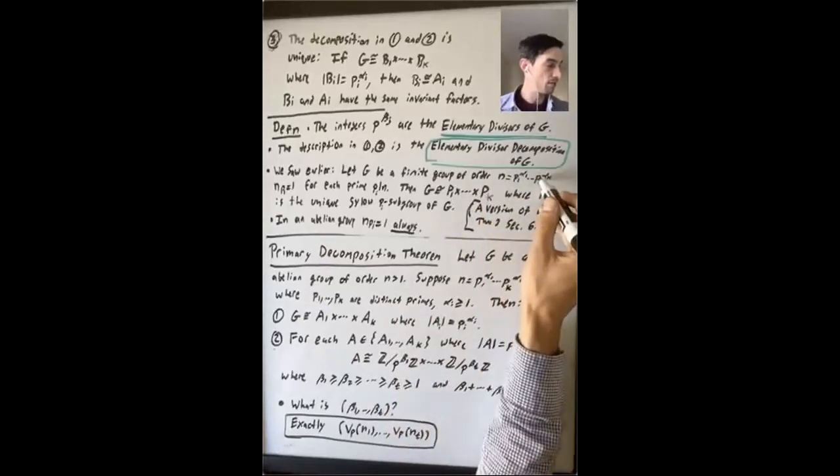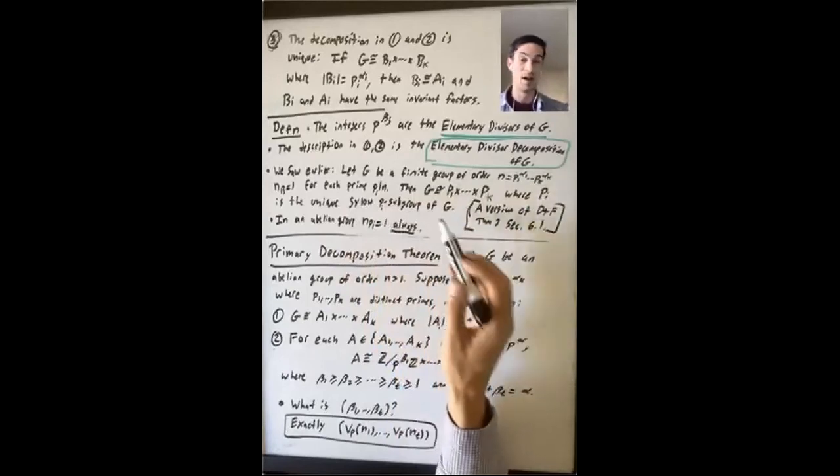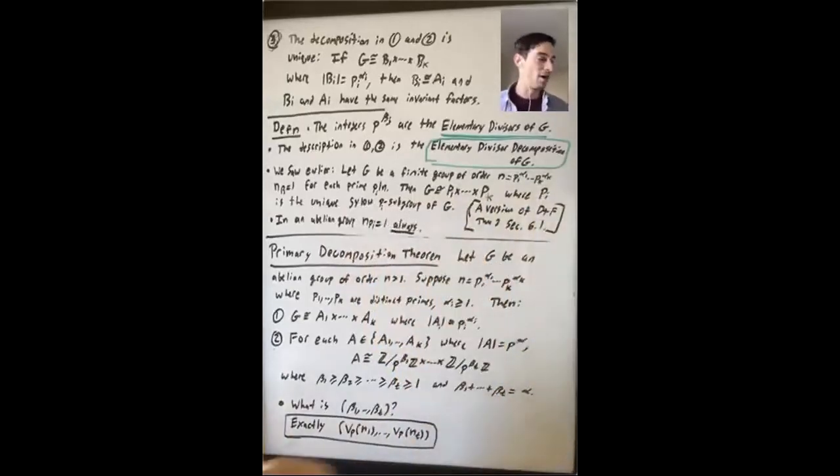where k is the number of primes dividing n, and pi is the unique Sylow pi subgroup of G. So in fact, we saw more. We saw an if and only if statement that G was isomorphic to a direct product of its Sylow p subgroups if and only if every one of those Sylow p subgroups was unique, or equivalently that they're all normal.